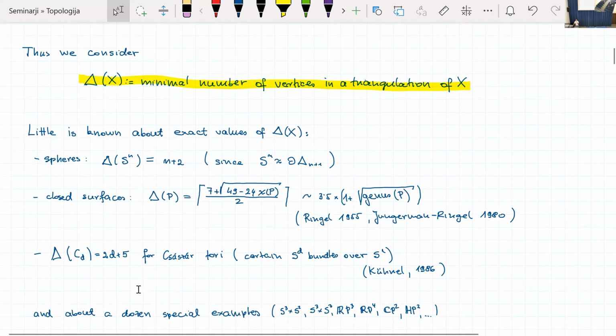Then there are about a dozen examples of specific spaces for which the minimal number of vertices was computed. You can find them in a really nice preprint by Frank Lutz, and that's all. The examples are just some products of spheres, some projective spaces, and a few more cases. And even for this last one that is listed here, the quaternionic projective space, this is just a really recent result which required a computer check, because there was a, okay, let me show this.